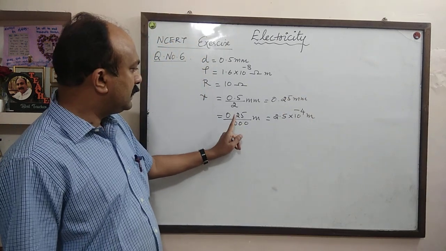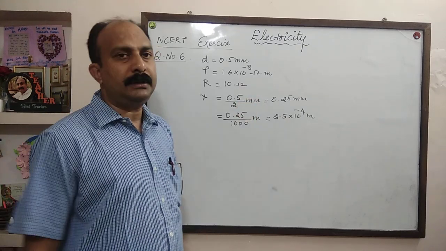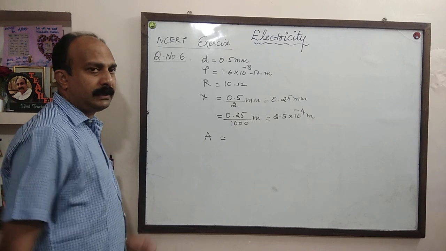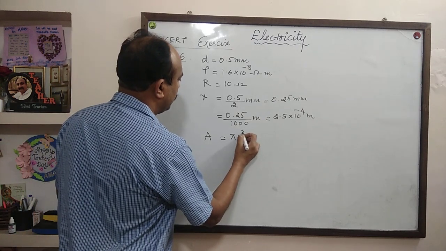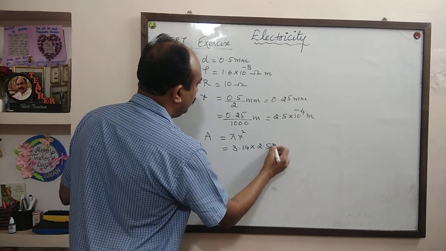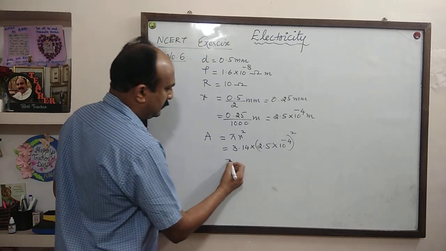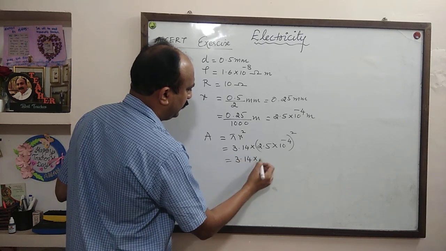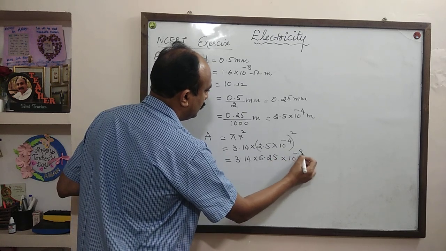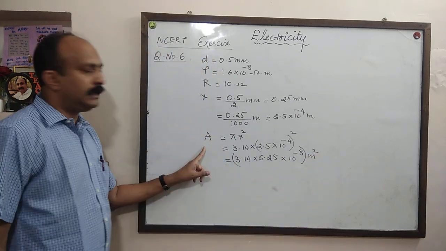I hope all of you got it. 0.25 into 10 raised to minus 3; in standard form we write 2.5 into 10 raised to minus 4. Now using this R, what can we find out? Area A can be found out. Formula: pi R square is equal to 3.14 into 2.5 into 10 raised to minus 4 the whole square, which is equal to 3.14 into 2.5 square, 6.25 into 10 raised to minus 8 meter square. This is area of cross section.